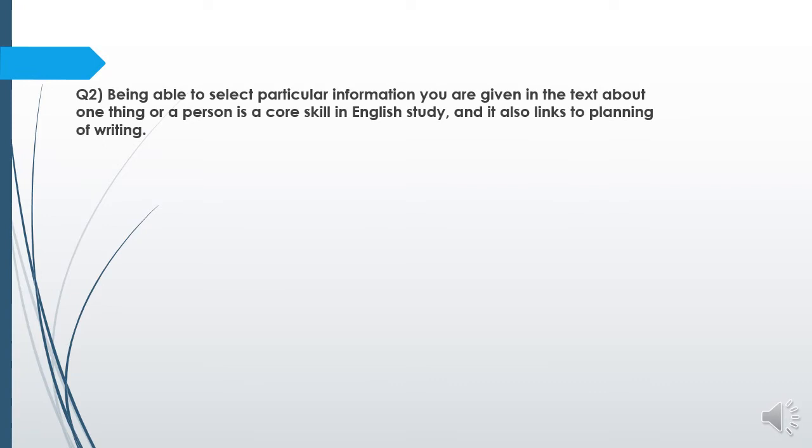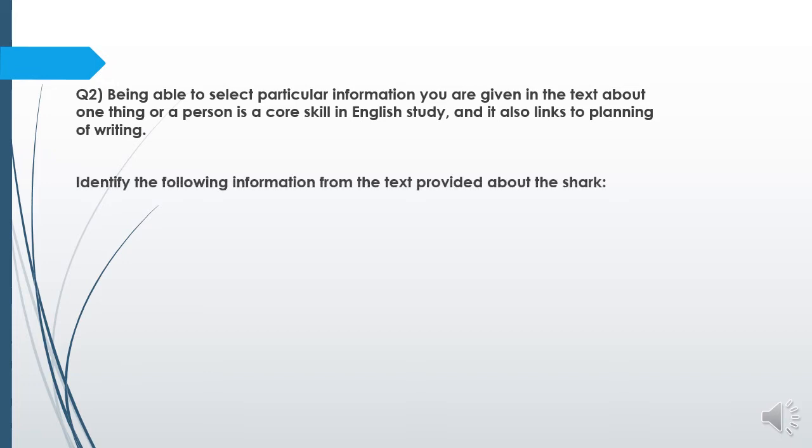Question 2. Being able to select particular information you are given in the text about one thing or a person is a core skill in your English study, and it also links to your planning of writing. It's an important attribute for you to be able to select specific information written in the text and extract it in the way you're asked about in a question. And the question asks us, identify the following information from the text provided about the shark.